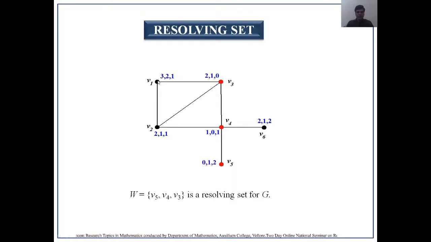v1 and v3 the distance is 1. v2 and v3 distance is 1, and v3 and itself distance is 0. Therefore, I am writing the third coordinate as 0. Now I could check that no two vertices have the same representation. That means in at least one coordinate, the representation will vary.